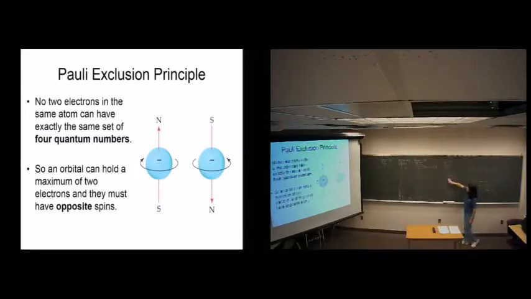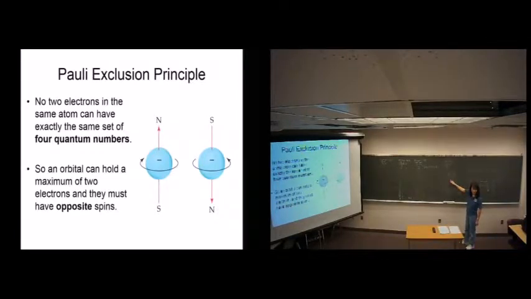Not only that, but what if I tried to put a third electron in here? Is that going to work for me? Well, aren't these going to be the same quantum numbers again? Yes, I can't have that. So the Pauli Exclusion Principle says each electron has its own set of quantum numbers. Therefore, I can only put 2 electrons in an orbital, and they must be opposite spin.